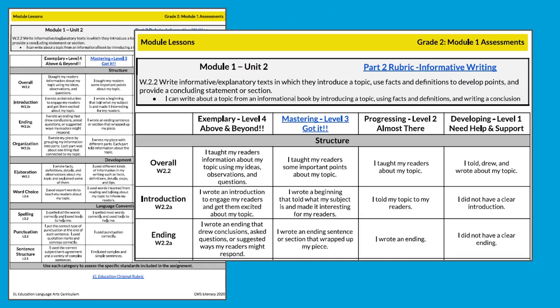Here is an example of a CMS-aligned end-of-unit rubric. Again, the task itself hasn't been changed, but the ELA Education Informative Writing rubric has been updated to include the North Carolina standards, and it is written in student-friendly I can statements. The data collected from this assessment rubric will translate directly into the new data trackers.